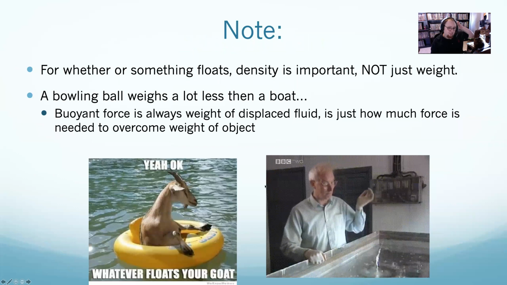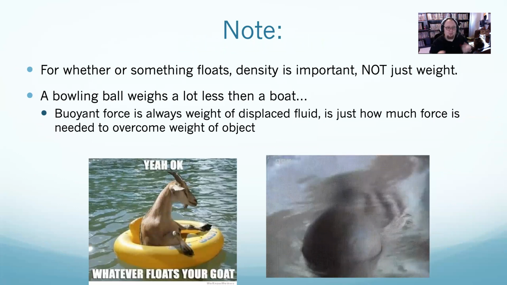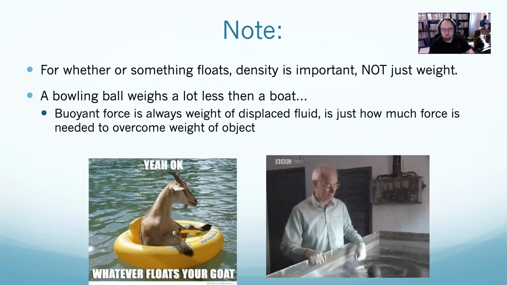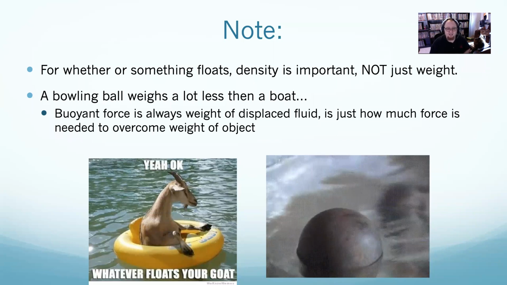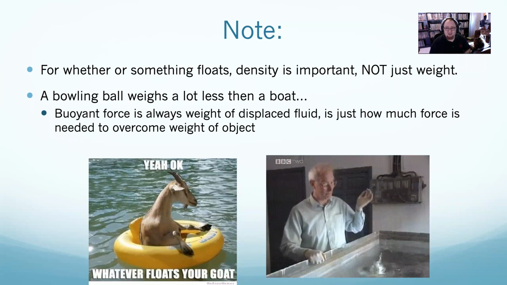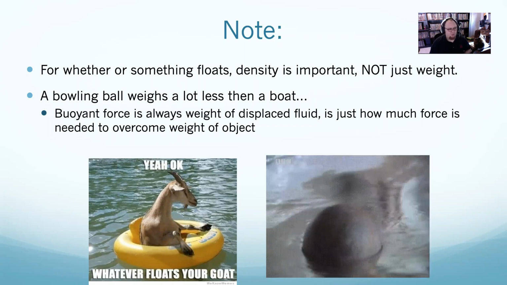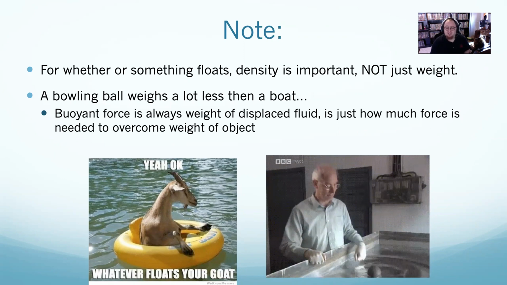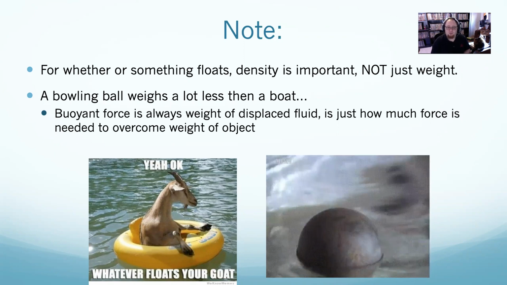Anytime you're working out if something's going to sink or float, you don't care how much it weighs, you care about the density. This is why an aircraft carrier floats, while a bowling ball sinks. A bowling ball is a lot lighter than an aircraft carrier, but it is more dense. A bowling ball sinks because it's more dense than the aircraft carrier, density being mass over volume.